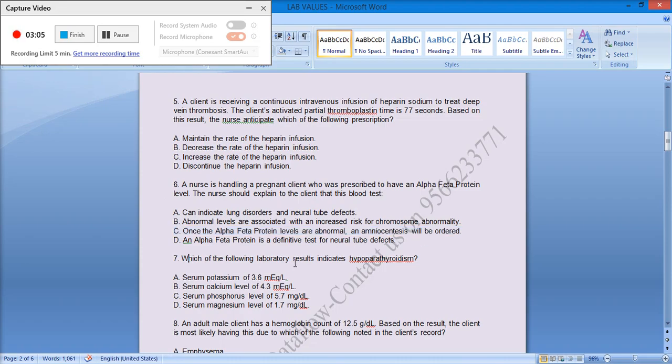Which of the following laboratory results indicates hypoparathyroidism? A. Serum potassium of 3.6. B. Serum calcium level of 4.3. C. Serum phosphorus level of 5.7. D. Serum magnesium level of 1.7. The correct answer is C. Serum phosphorus level of 5.7 milligram per dL.